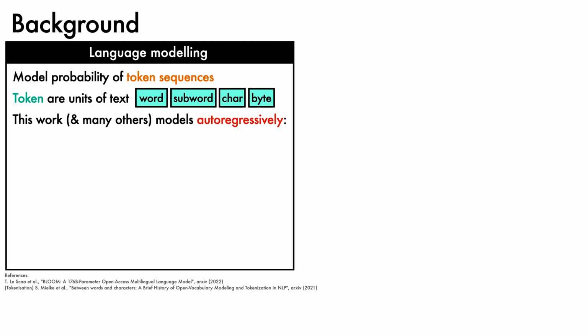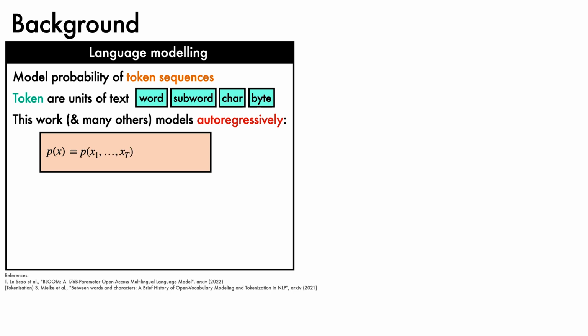This work, and many others, aim to model token sequences autoregressively, which is to say that in order to model the joint probability of a sequence X, which comprises T items, the joint probability is decomposed into a set of conditional probabilities, in each case modeling the probability of the next token by conditioning on the tokens that preceded it.